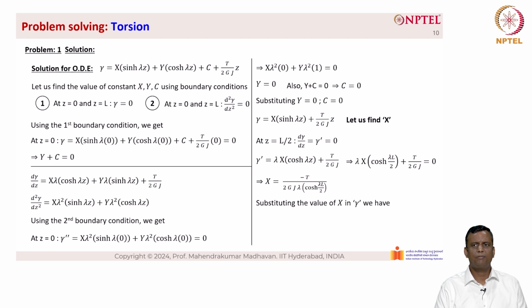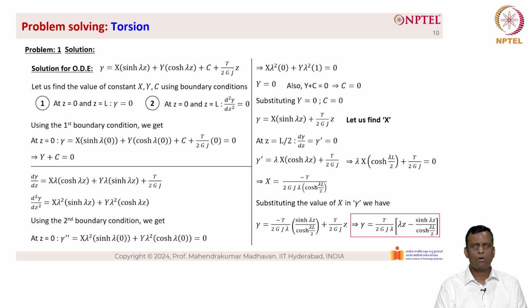Now substituting the value of x in gamma, we have gamma equal to minus T divided by 2GJ into lambda into sinh lambda z divided by cosh lambda L by 2 plus T by 2GJ into z. Now we can further simplify this by taking T by 2GJ lambda outside common. We have gamma equal to T by 2GJ lambda into lambda z minus sinh into lambda z divided by cosh into lambda L by 2. So this is the solution for the first problem, which is gamma equal to T divided by 2GJ into lambda z minus sinh into lambda z divided by cosh into lambda L by 2.